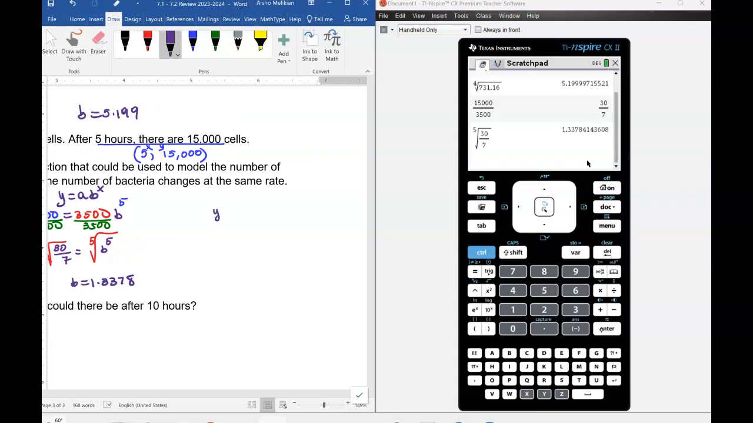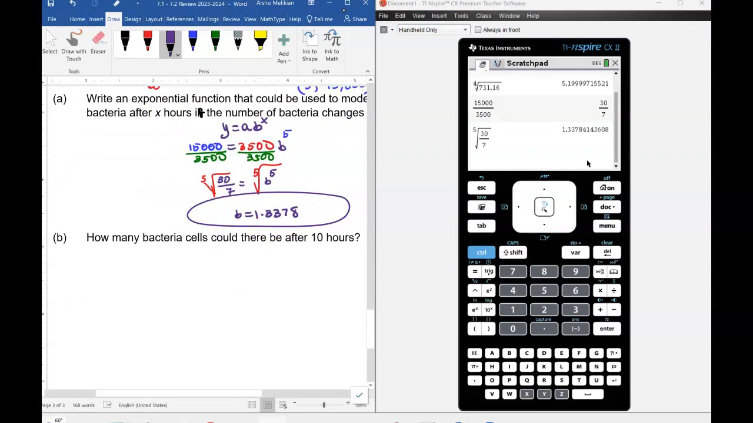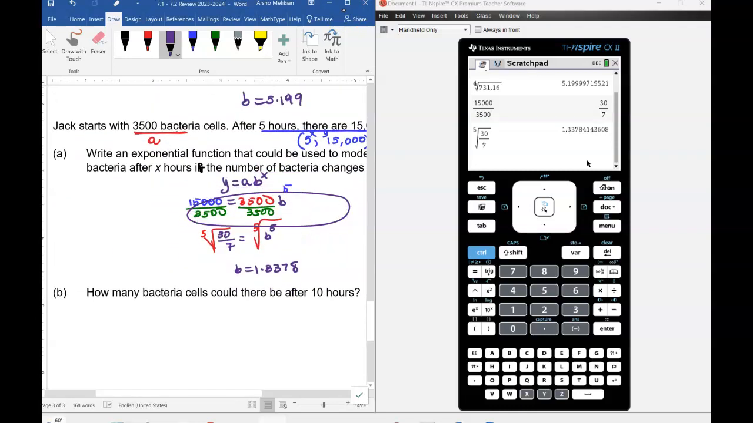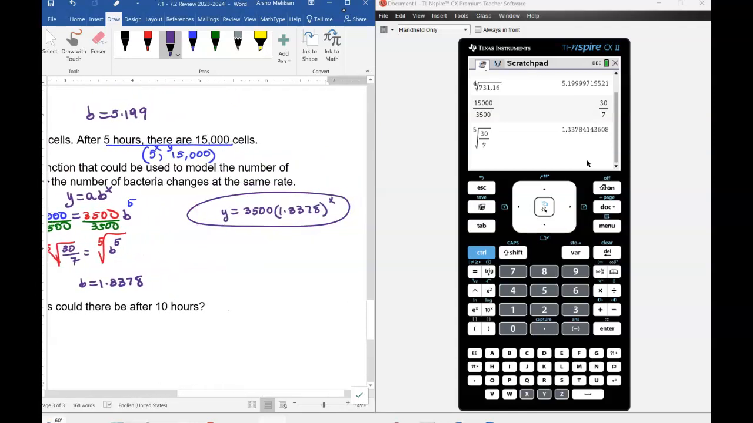Okay, so now the equation is y equals, what was the initial amount? 3500, 1.3378 to the power of x. That's what we want. Okay. Next it says, how many bacteria cells would there be after 10 hours? So now x is 10.